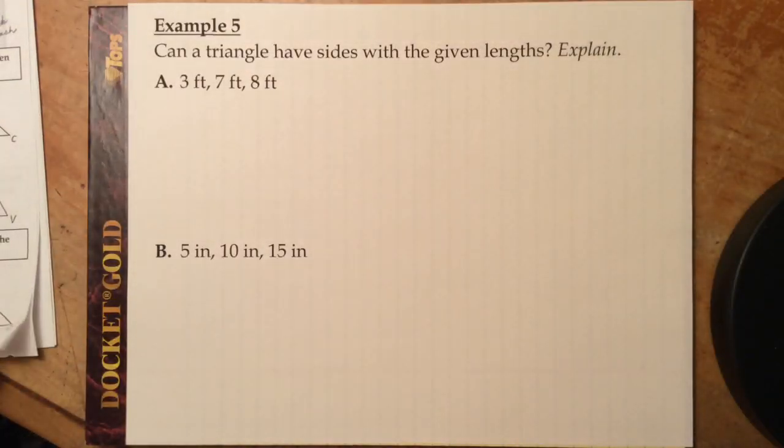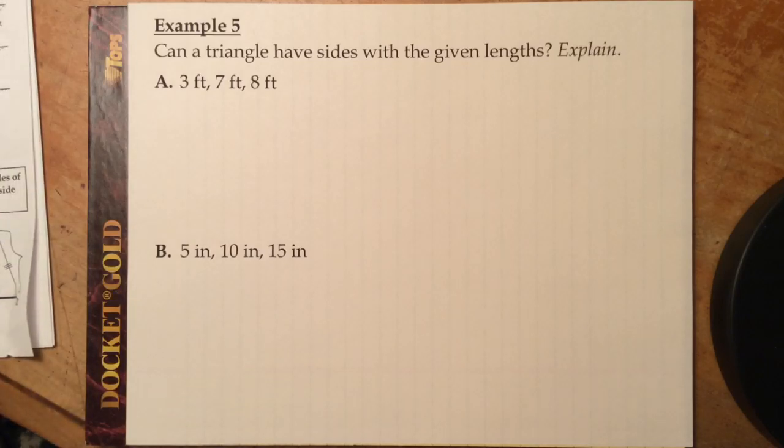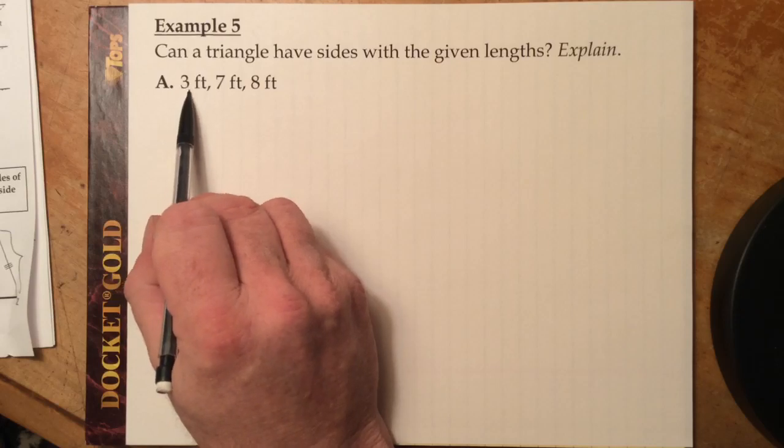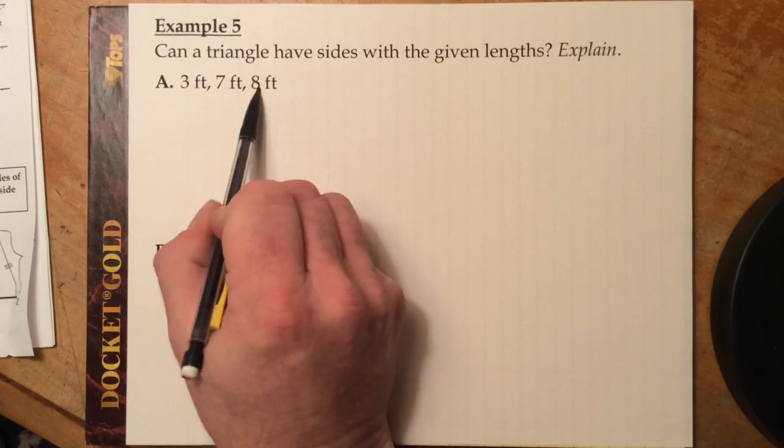Example 5. In example 5, can a triangle have sides with the given lengths? And then explain. So they're asking if a triangle can be formed using these three lengths, 3, 7, and 8.